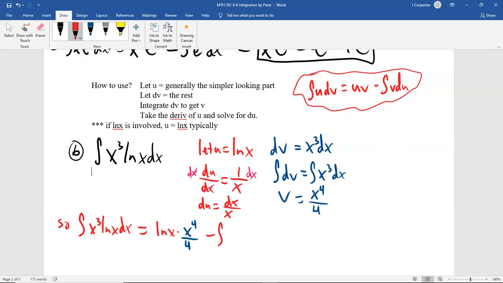So we're going to use the v again. So there's an x to the 4th. I'm sorry, that should be blue. x to the 4th over 4. So that's the v. And then times the du. du was dx over x.